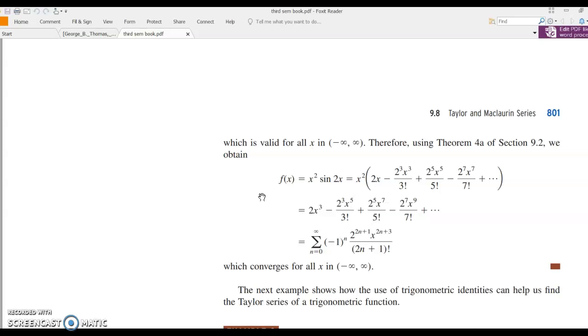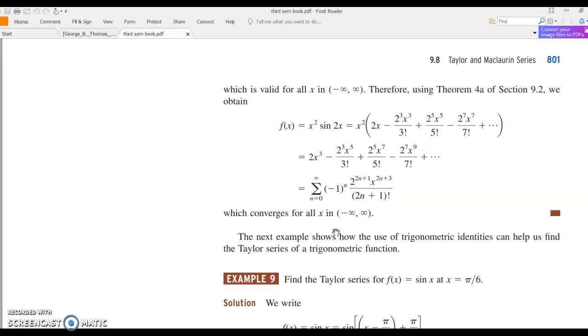So x squared sine 2x, what we need is an expansion for x squared sine 2x. So substitute the Taylor series expansion for sine 2x in this equation. So x squared into 2x minus this term. So multiply, and after rearranging, we will get the sum as summation n equal to 0 to infinity of minus 1 power n into 2 raised to 2n plus 1 into x raised to 2n plus 3 divided by (2n plus 1) factorial, and which converges for all x in minus infinity to infinity.